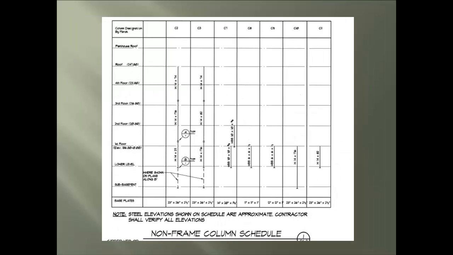Looking at the schedule, you will find the call-out of the actual column running horizontally across the top, and the floors or levels running vertically down the left side. Here are the base plate size and thickness requirements. Notice how each column ends at different floors.